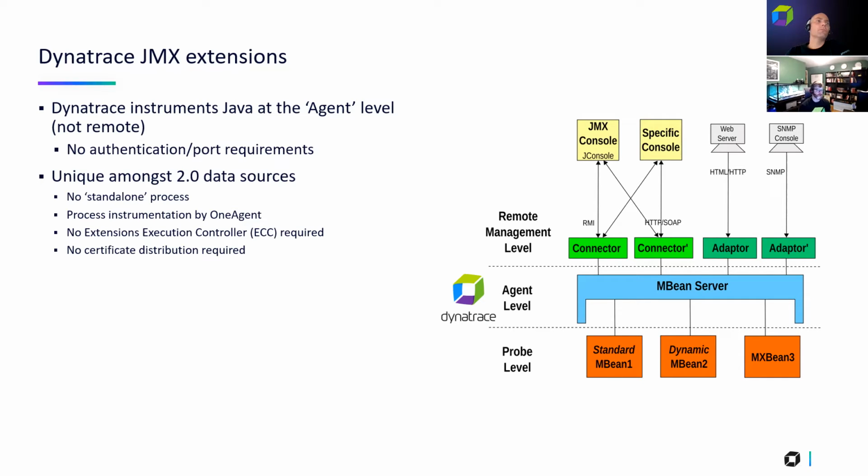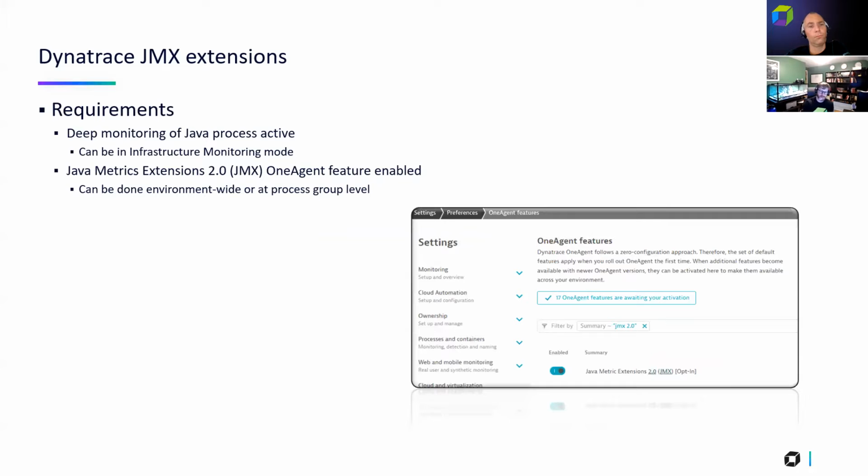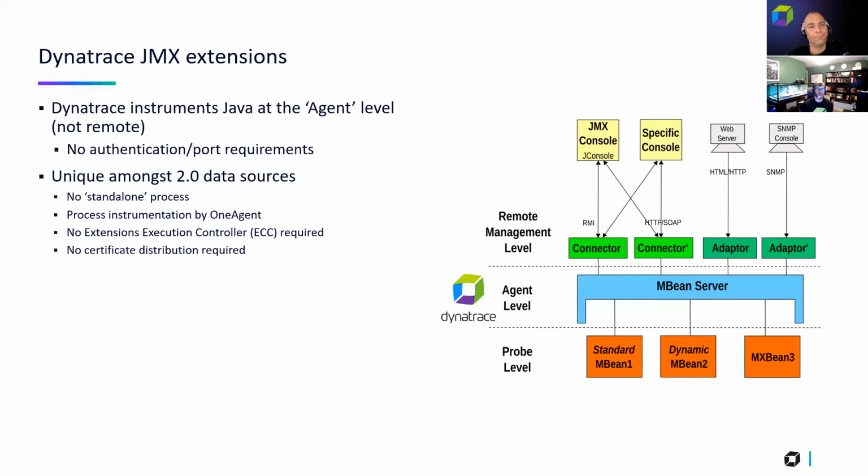For example, if you're using a SQL data source or a Prometheus data source, behind the scenes when you set that all up, there is a separate process that runs, collects that, and reports it. As opposed to that, like we said, Dynatrace is monitoring it at the agent level. So basically, you have the agent on there. We don't need any other process running to collect that. Related to that, you do not need to have the Extensions Execution Controller, or the ECC, running on your host to be able to do this, since it's all done via the agent.